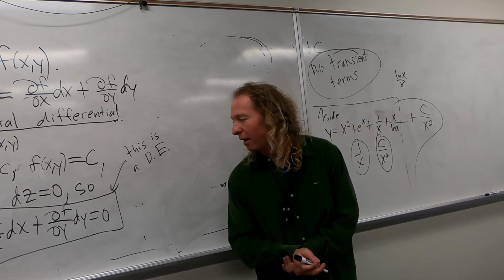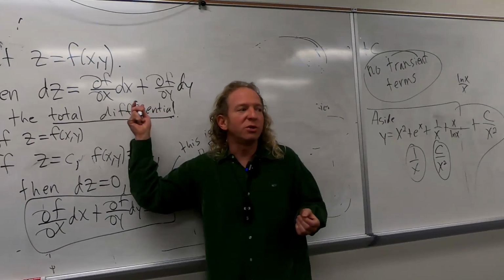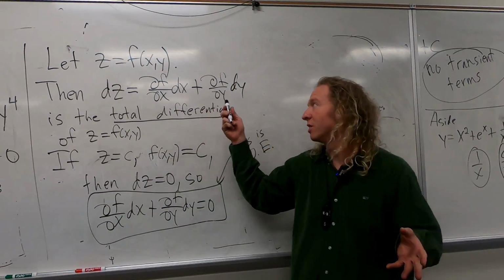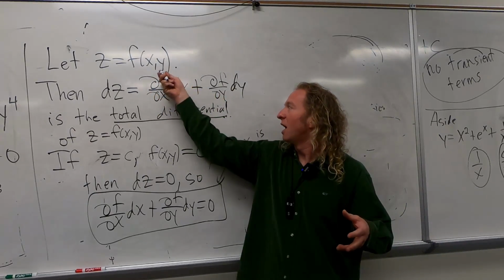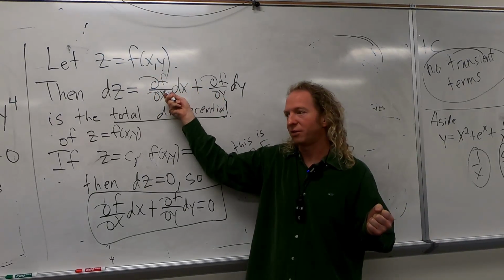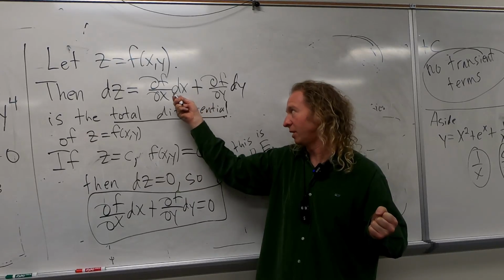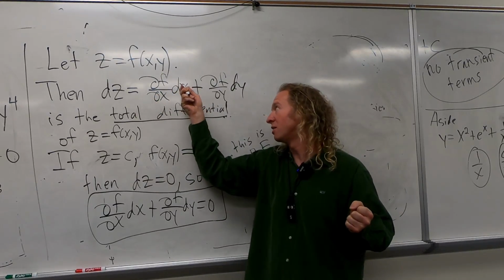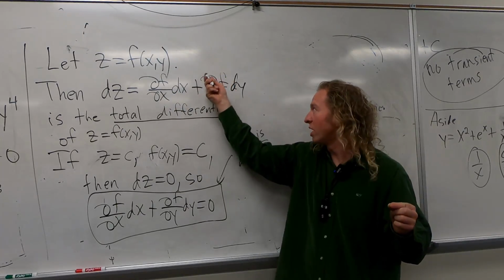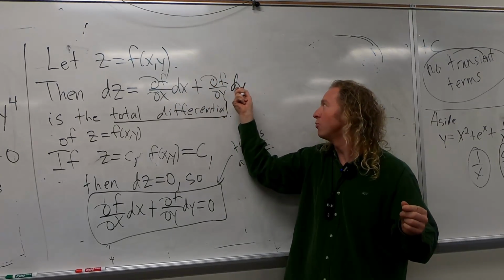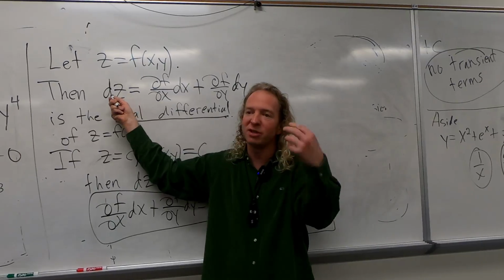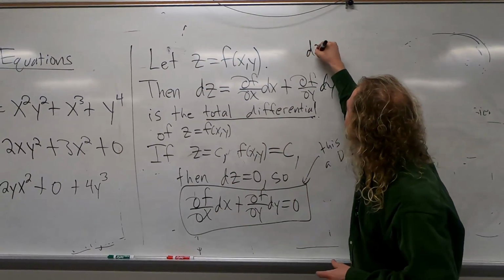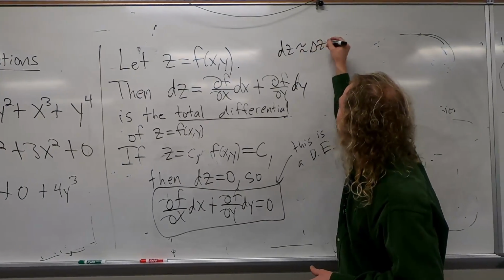What is this for? One thing you can use it for in Calc 3 is approximations. You can think of del f del x as the rate of change in the x direction. And then dx, you can think of this as a small change in the x. So this is the rate of change in the x direction times a small movement in the x direction. The rate of change in the y direction times a small movement in the y direction is equal to a small movement in the z direction. So you can use this to approximate the change in z. So dz approximates delta z, the actual change in z.